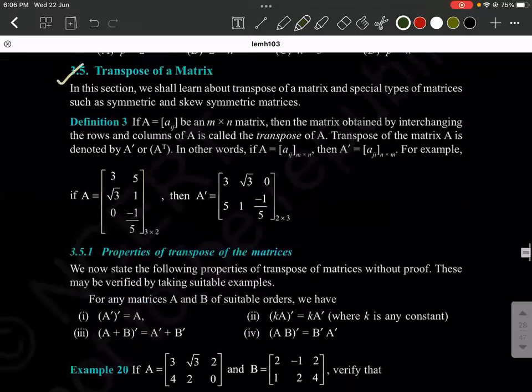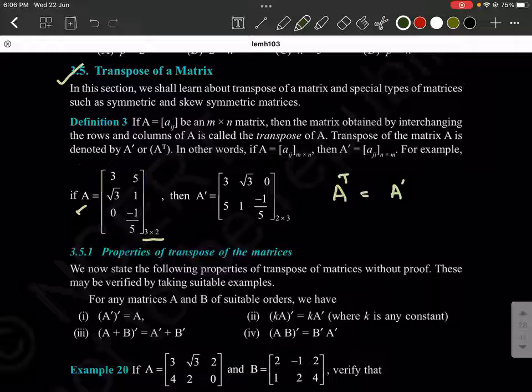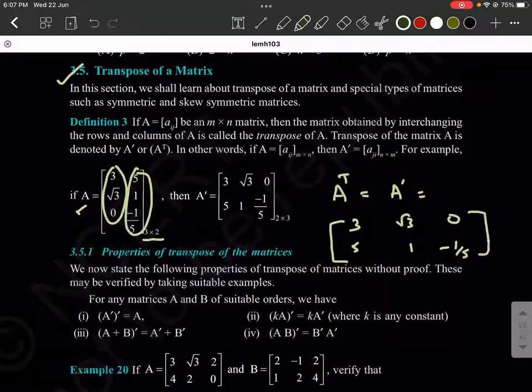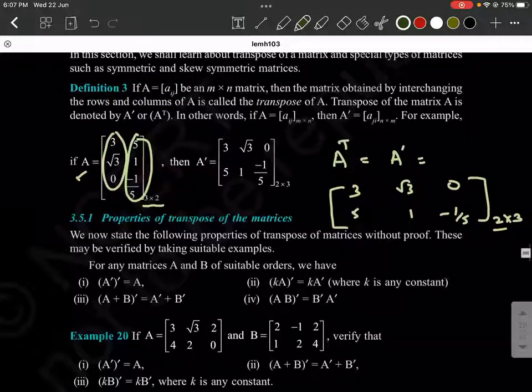That's it. So if I have a matrix 3, 5, root 3, 1, 0, minus 1 by 5, which is of the order 3 cross 2. Now, if I write the transpose of it, I'll write A power T, or I read it as A transpose, or you can also write it as A prime or A dash. These are all the notations that are used. It becomes something like this. The elements in the first column will become the elements in the first row, and elements in the second column will become the elements in the second row, which is of the order 2 by 3. Are you guys able to understand?